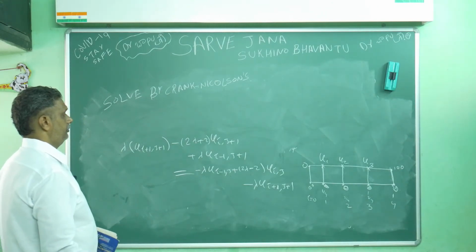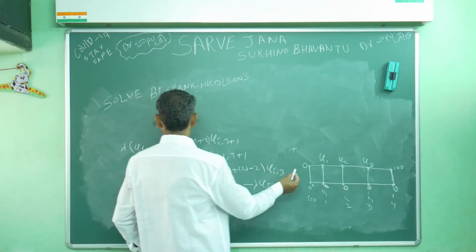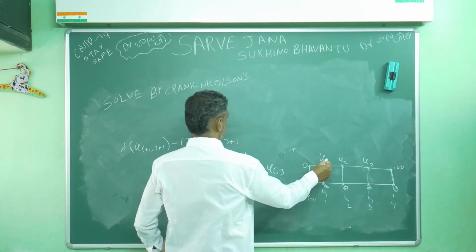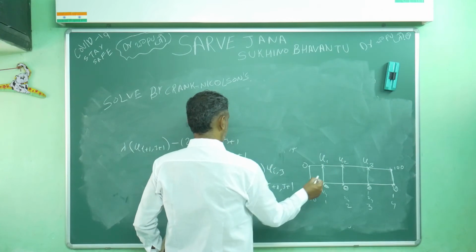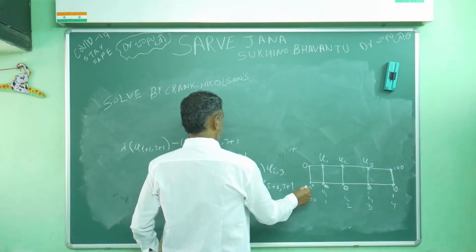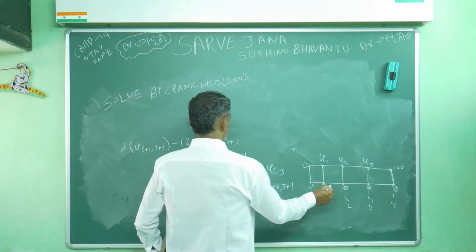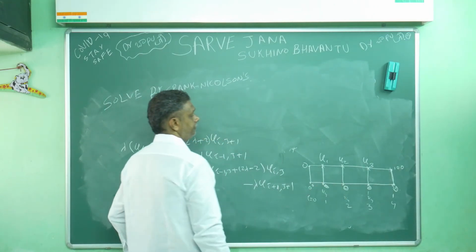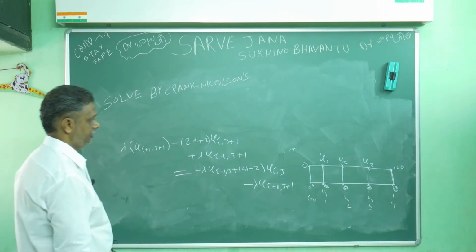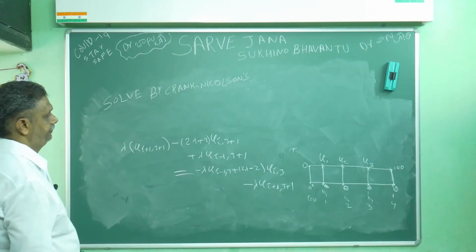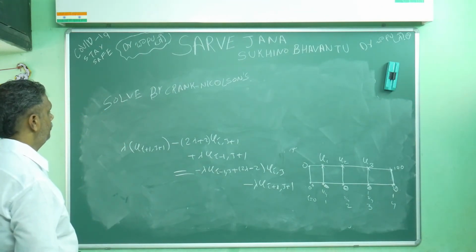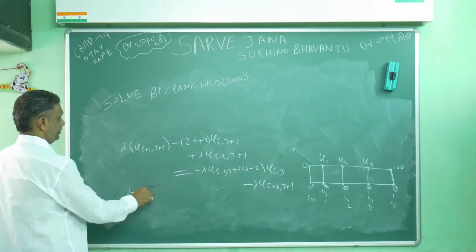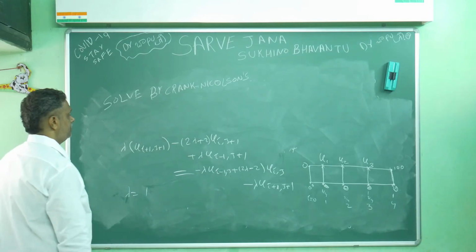So, fine, this value lambda into this value, minus 2 lambda into this value, plus lambda into this value, is equal to minus lambda into this value, plus 2 lambda minus 2 into this value, minus lambda into this value. Like this you can write equations. Getting or not? Now what is my lambda? If we put lambda is equal to 1, what does it become?